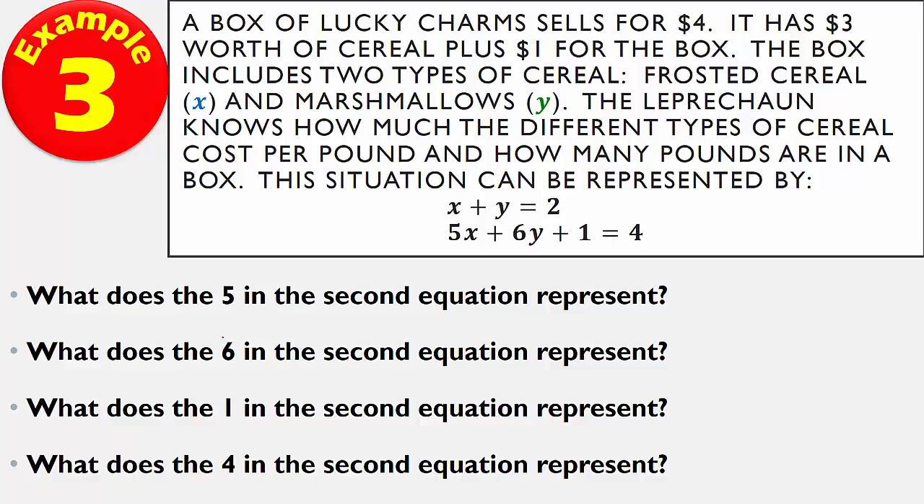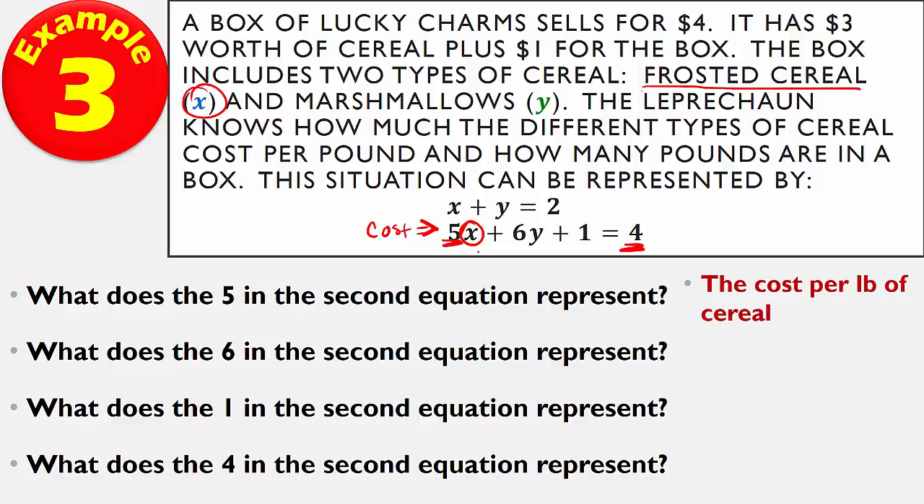So what does the 5 in the second equation represent? So we look at the 5 and we say, okay, so what's the variable that's with that? That's with X, okay, which is frosted cereal. And this equation represents cost. And the way that you can tell that is because we're told that the box sells for $4, which is represented right here. So the 5 in the second equation represents the cost of X, which is frosted cereal. And that's the cost per pound.